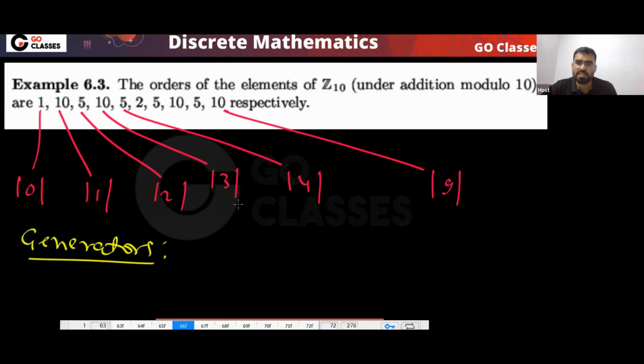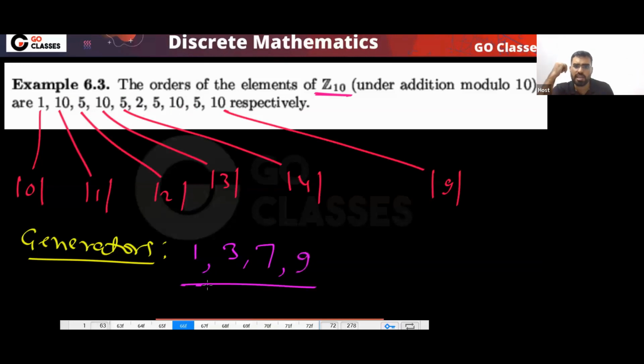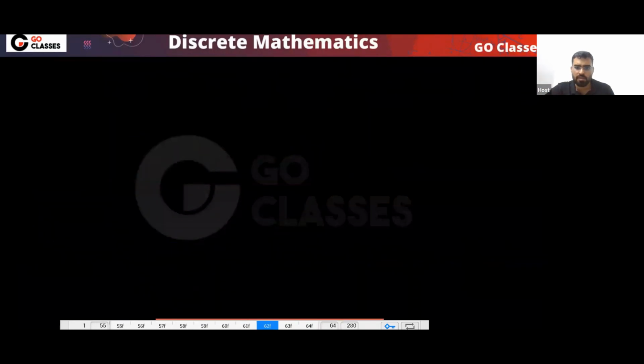The order of a generator will be equal to 10. Generator means which can generate all the elements. So you can notice 1 can generate all the elements, 3 can generate all the elements, 7 can generate all the elements, and 9 can generate all the elements. The generators are 1, 3, 7, 9. These are the generators. You can take this example, the set of integers under addition.